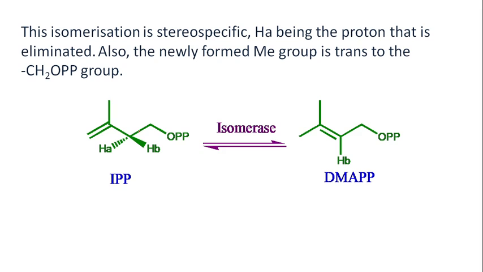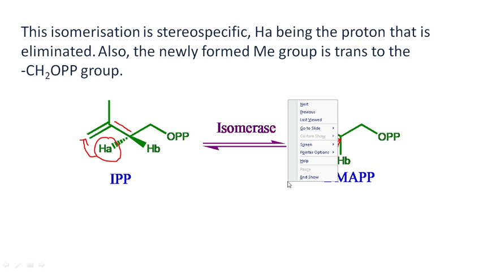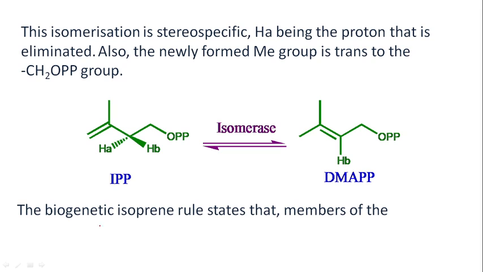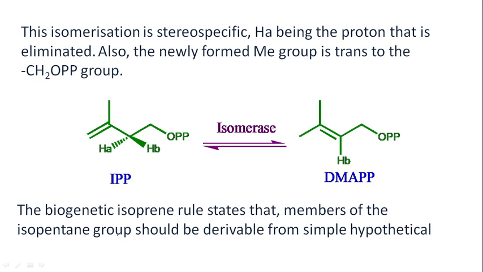Here IPP can be isomerized to DMAPP and DMAPP can be isomerized to IPP. During this isomerization we can see there is elimination of this proton, and this proton can be attached here, and a double bond can be created here, and IPP can be converted into DMAPP, and DMAPP can also be converted to IPP. The double bond can shift, the hydrogen can shift from here to this carbon, and IPP to DMAPP can be transformed.